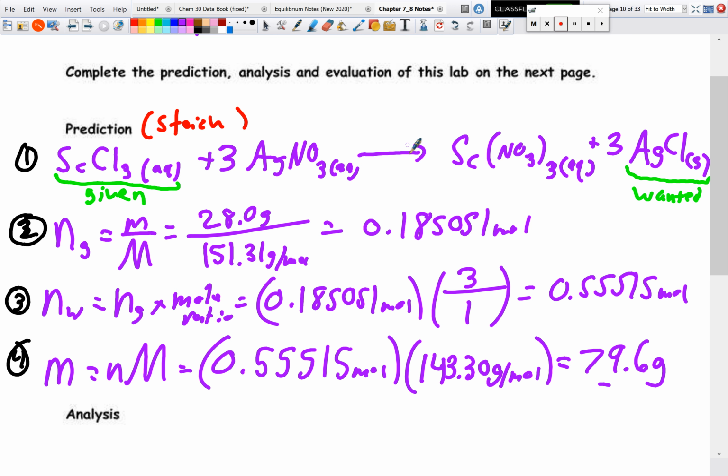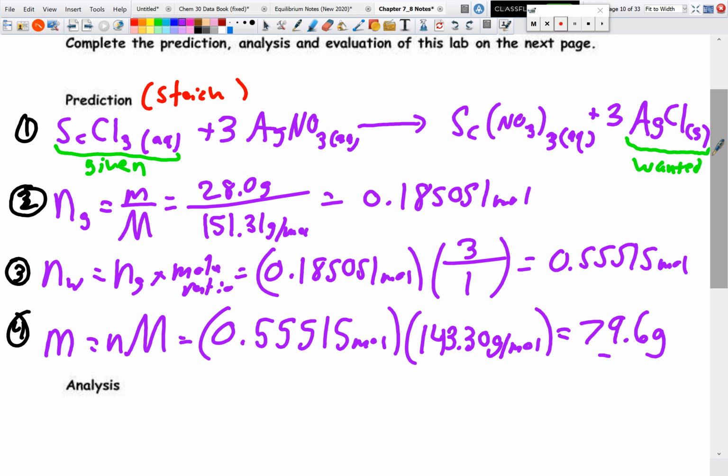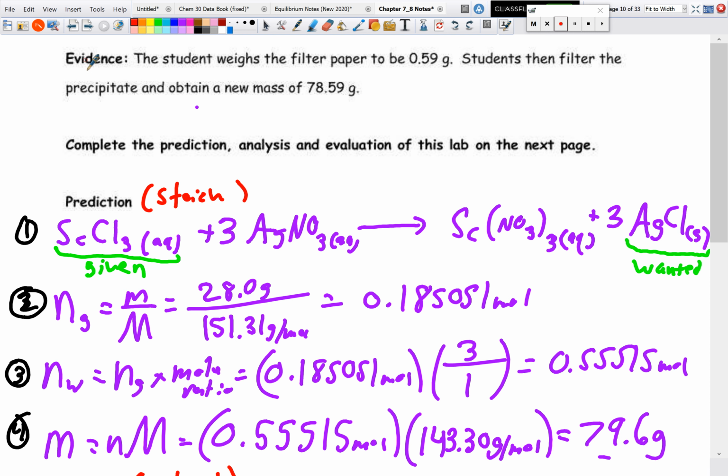Now, the analysis is going to be new. So remember, the analysis section, this is what we actually collect at the end of the experiment. So what we have right here is we have to look at the evidence. So a student weighs a filter paper to be 0.59 grams. Then they filter the precipitate and get 78.59 grams. So this mass right here is the mass of the precipitate, so I'm just going to label PPT for precipitate, plus the mass of the filter paper, so FP. So it's two of them together.